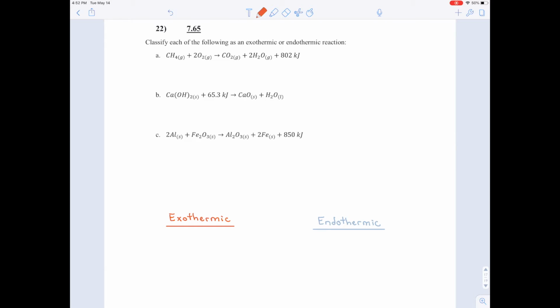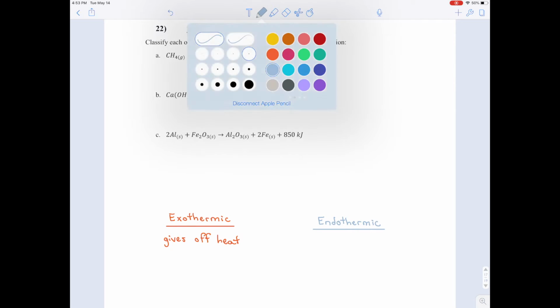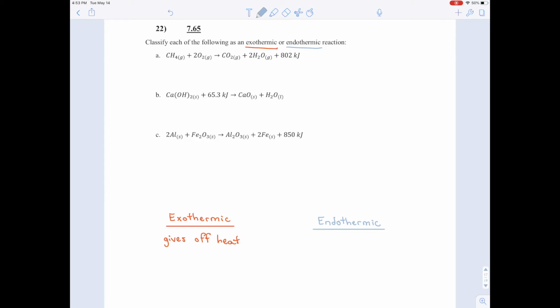Chapter 7, question or exercise 22, asks you to classify a few reactions as either exothermic or endothermic. An exothermic reaction is a reaction that gives off heat. An example would be any explosion. An endothermic reaction is one that absorbs heat.